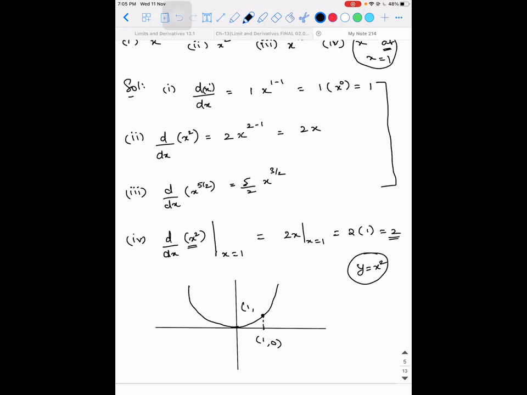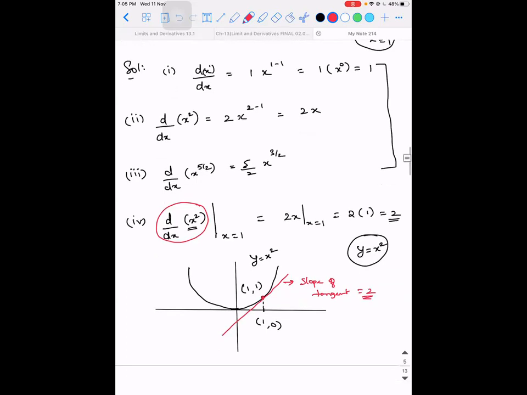1 comma. So what is the function, guys? Y is equal to x square. In the place of x, if I substitute 1, y is also equal to 1. 1 comma 1 is a point. Okay. Now listen carefully. The meaning of derivative of x square at x is equal to 1 means at this point 1 comma 1, if you draw a tangent to this curve, then the slope of this tangent is 2. That is the meaning.